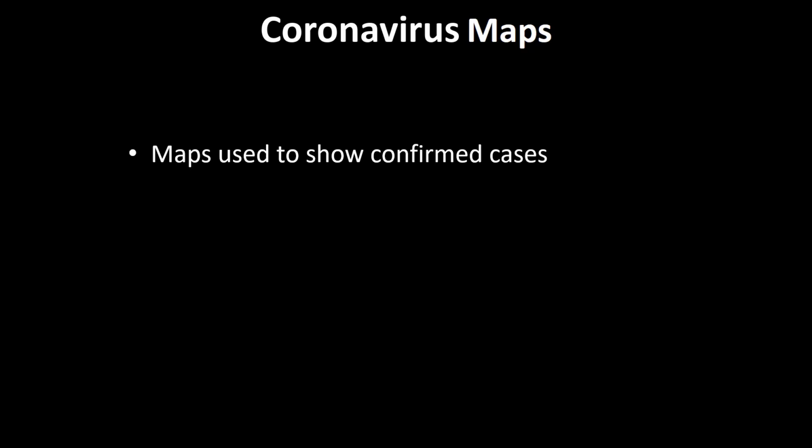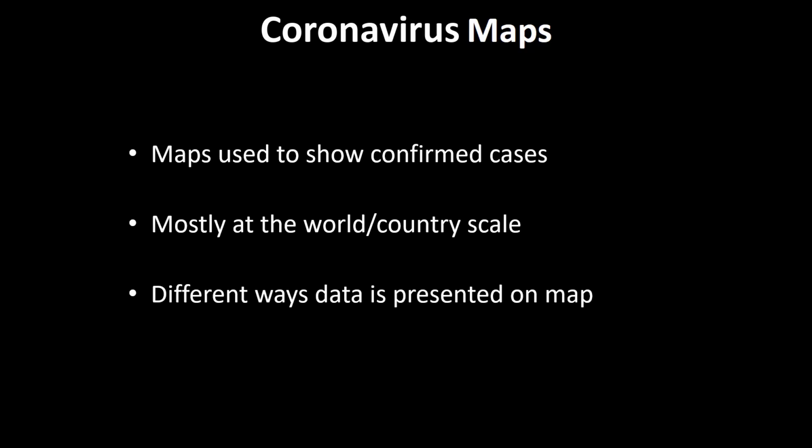Before I get into a hands-on demonstration of actually making some coronavirus maps, let's take a look at the state of coronavirus maps as of March 2020 when I'm making this video. We're seeing a lot of maps that are used to show confirmed cases, numbers of deaths, people infected, and so forth. Often these maps are being showed at the world or country scale, and there's different ways that data, specifically numerical data, is being presented on maps.